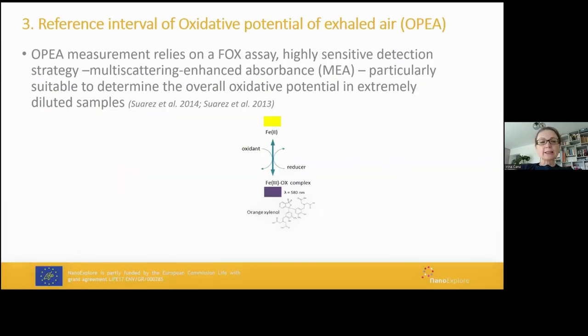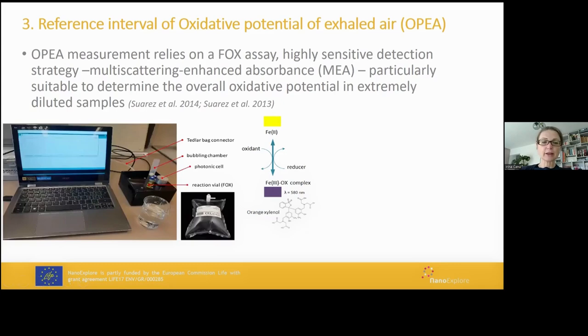So we applied these guidelines to a biomarker that we measured and that we developed at Unisanté in our laboratory. The main investigator is Guillaume Suarez, and the oxidative potential in the exhaled air is measured directly. It takes only 6 minutes in all, and it is based on the FOX assay, which is a photometric method, which allows to see the oxidation of iron two to iron three complex, which changes the color of the FOX solution.